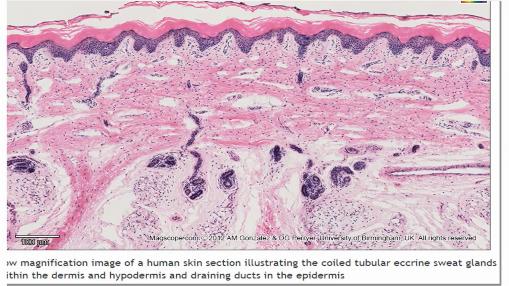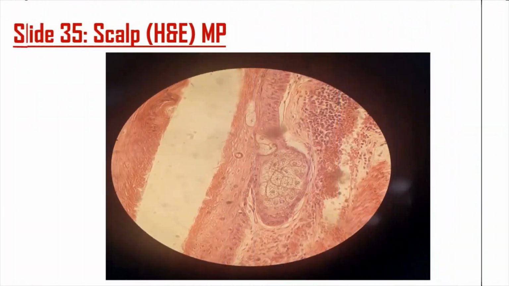Okay. So these ones here are in cross section. These are sweat glands.